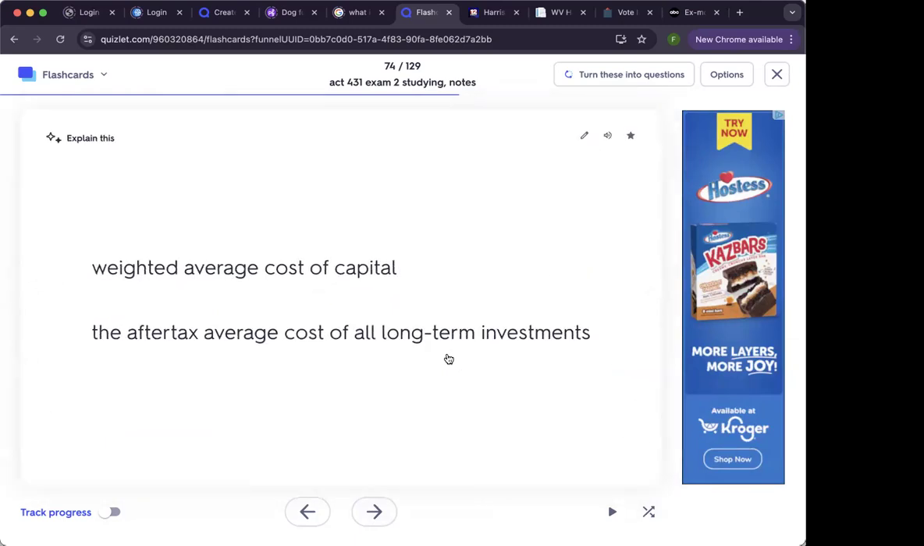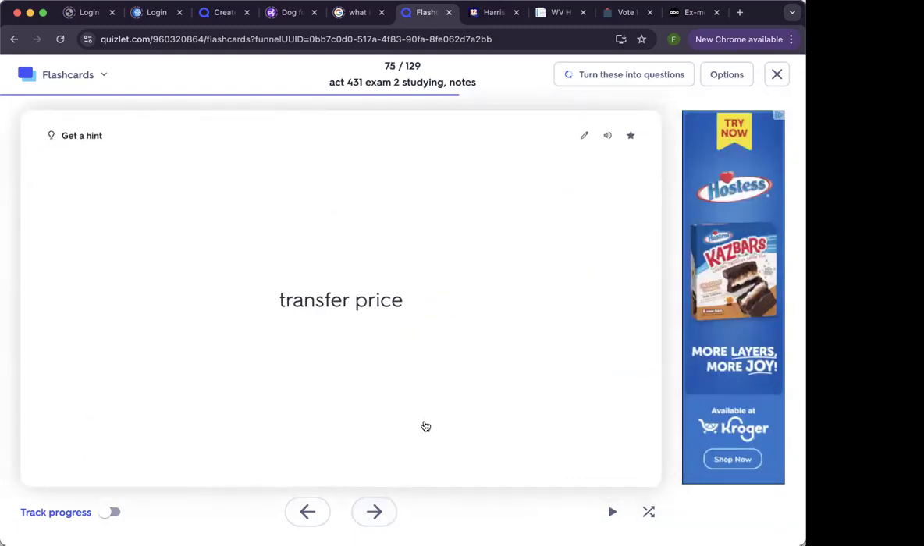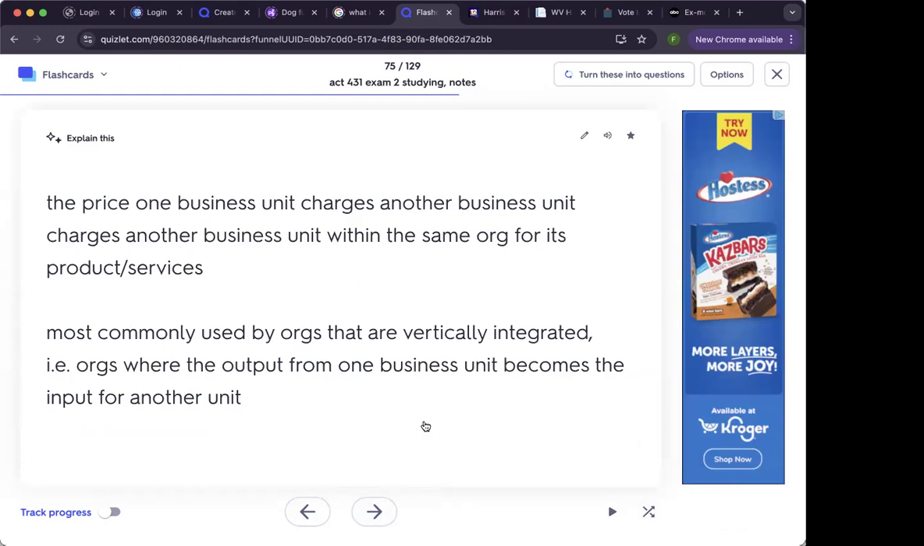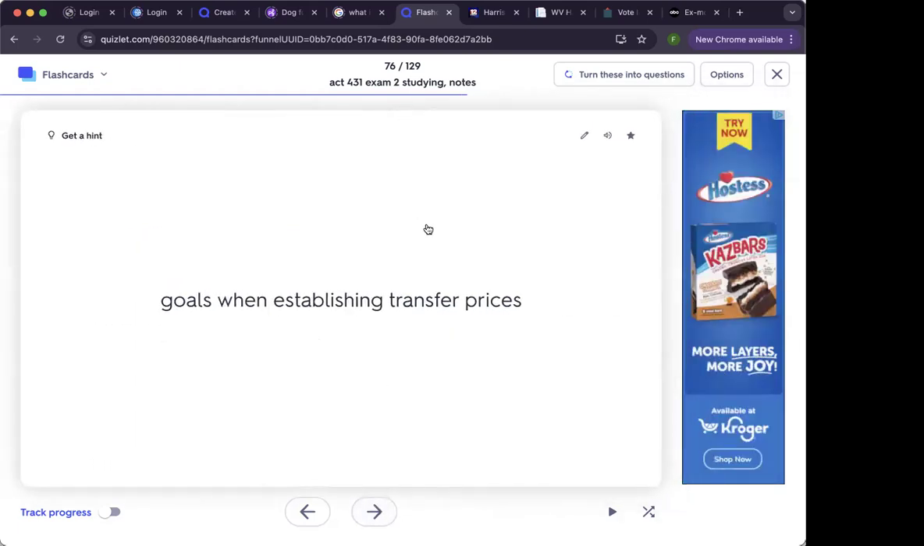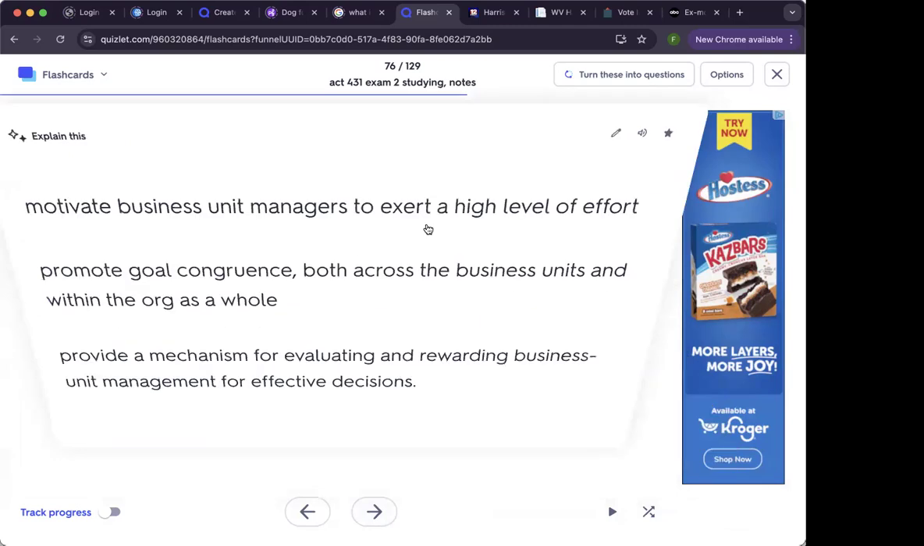WACC, weighted average cost of capital. It's the after-tax average cost of all long-term investments. Transfer price, the price one business unit charges another business unit within the same org for its product or services. Most commonly used by orgs that are vertically integrated, meaning organizations where the output from one business unit becomes the input for another unit. Goals when establishing transfer prices.